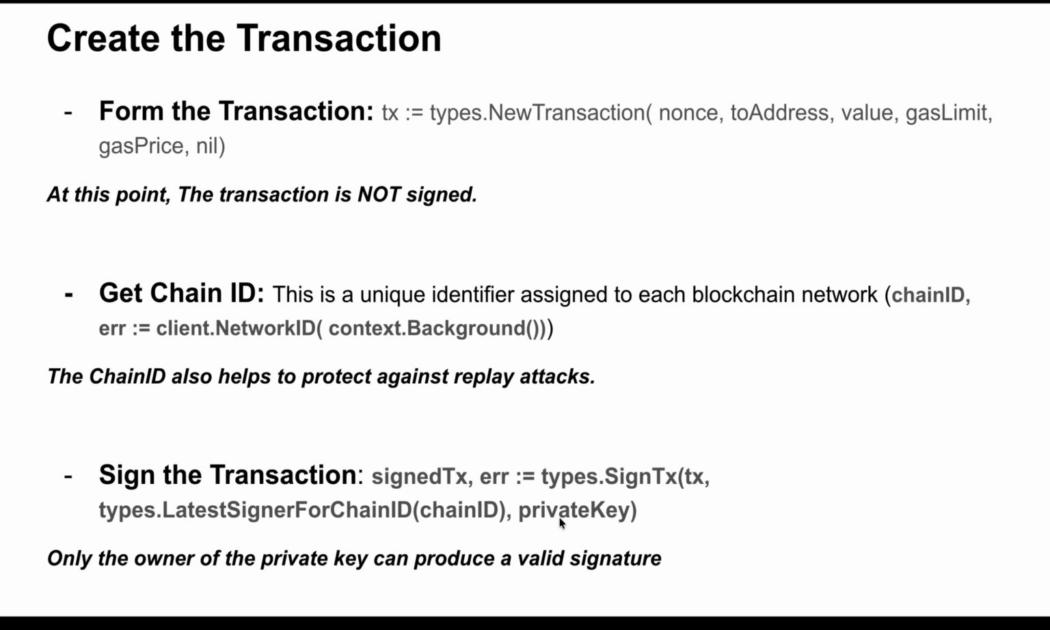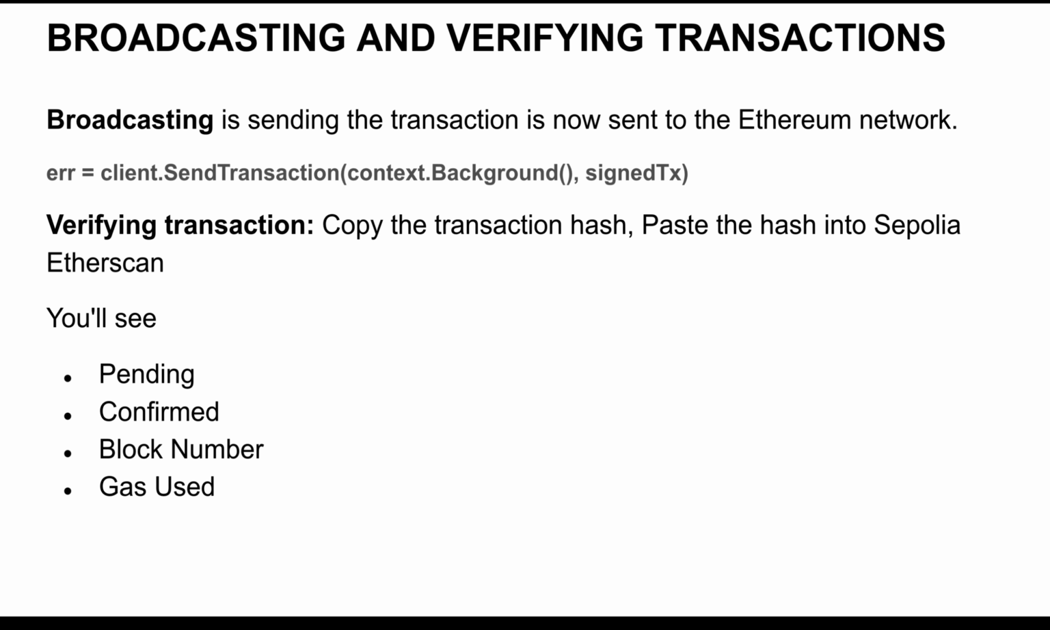So only the owner of this transaction can produce a valid signature, right? As long as you have your private key, you're the only one that can sign this transaction with your private key. So the next thing, after you sign it, is you broadcast it out. Broadcasting is sending the transaction. The transaction is now sent to the Ethereum network, right?